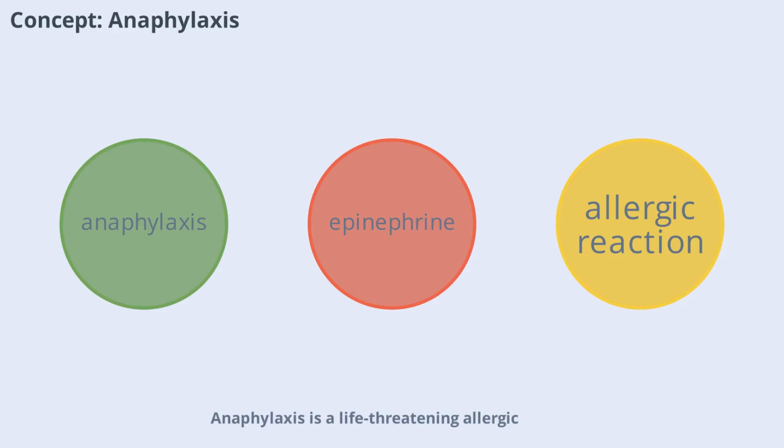Anaphylaxis is a life-threatening allergic reaction involving multiple organ systems. It's triggered by exposure to allergens, such as antibiotics, anesthetics, or latex. Symptoms include skin rash, bronchospasm, laryngeal edema, hypotension, and cardiac arrest. Management requires immediate administration of epinephrine, antihistamines, and supportive care. Securing the airway and monitoring vital signs are critical steps.